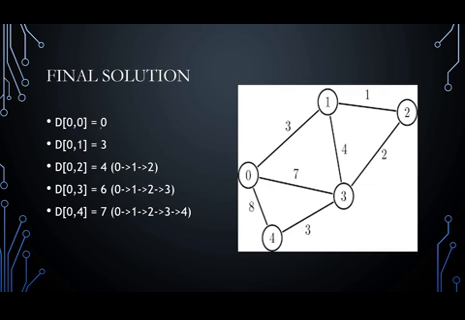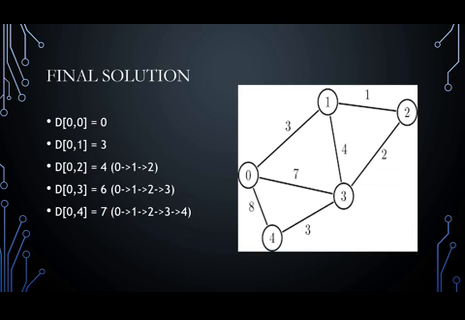D of 0 to 0, 0. D of 0 to 1, 3. It is a direct path. D of 0 to 2, 4. That is an indirect path from 0 to 1, 1 to 2. Then d of 0 to 3 is 6. So 0 to 1, 1 to 2, 2 to 3. 3 plus 1 plus 2, 6.